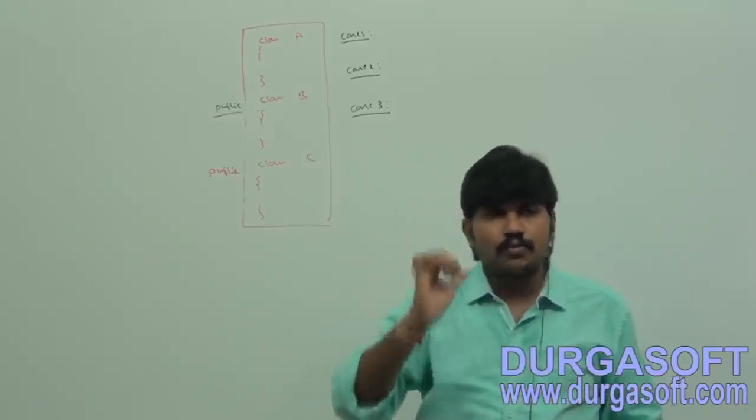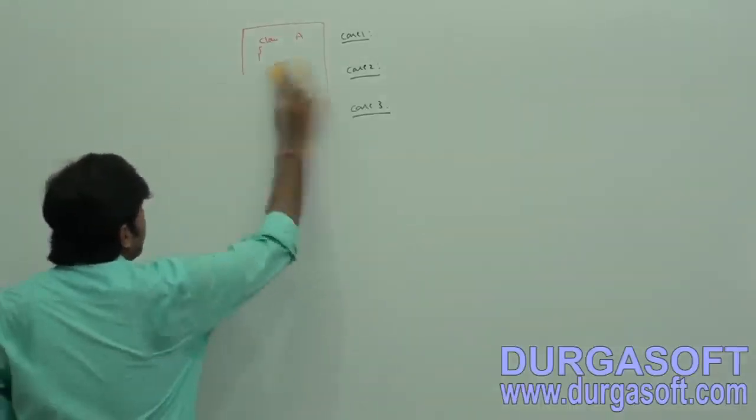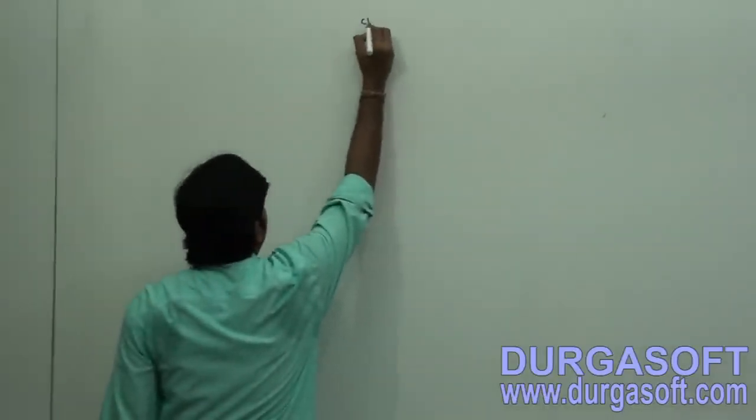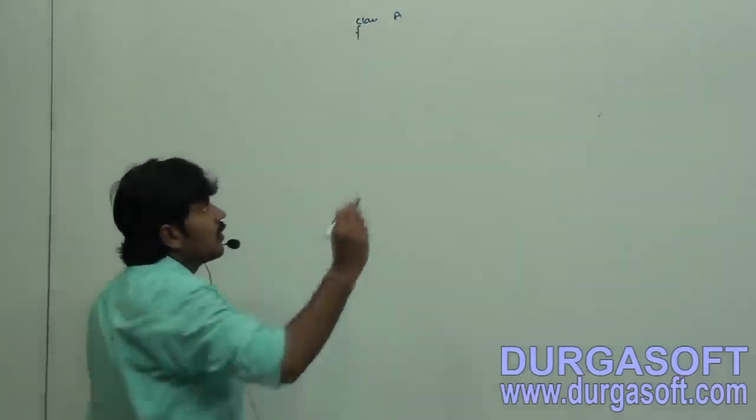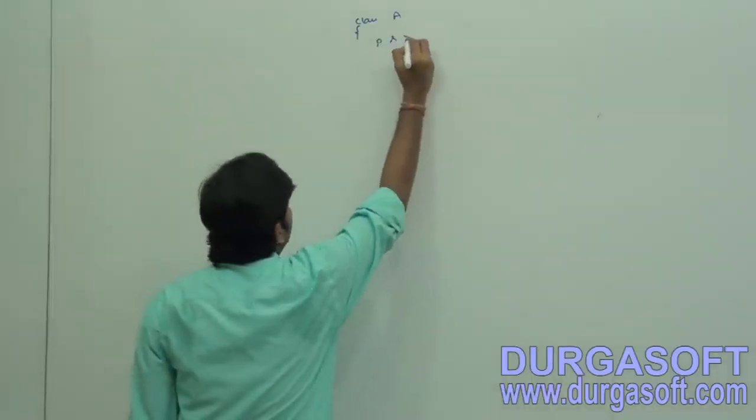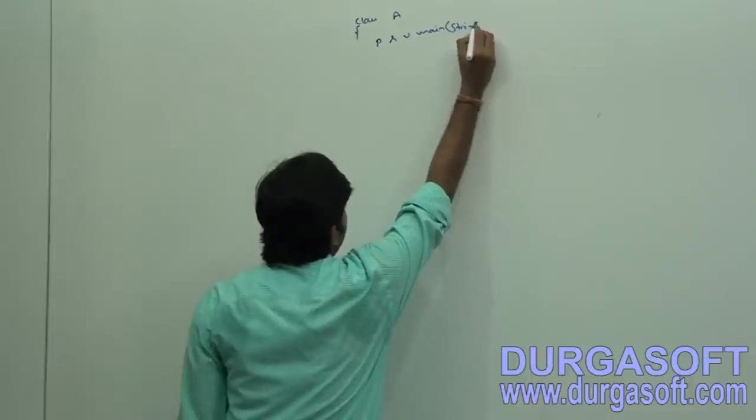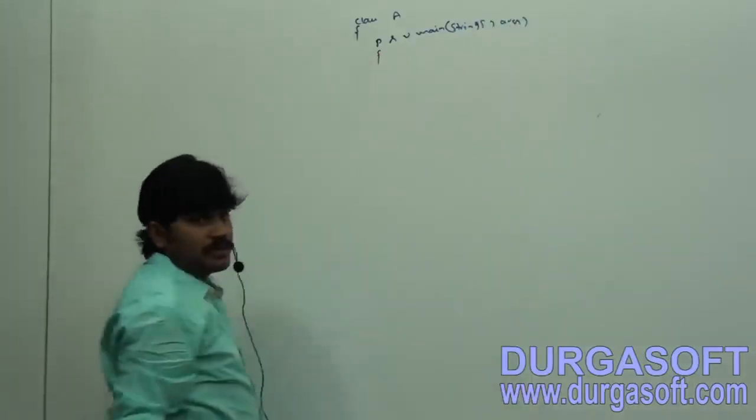Sir, let me cover one more example to describe that possibility also. I am taking a simple example, observe. Class A, within the class, public static void main, String array args.